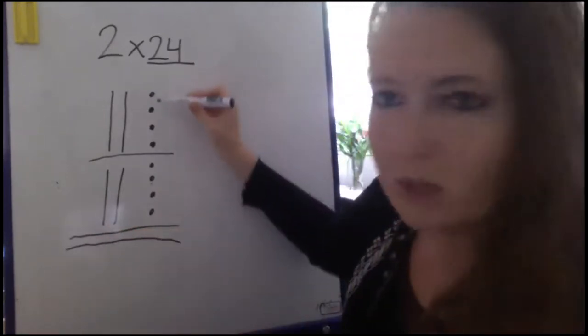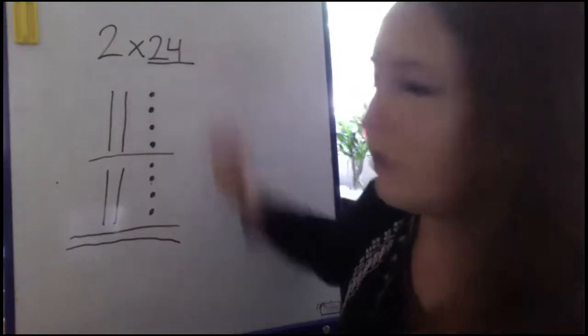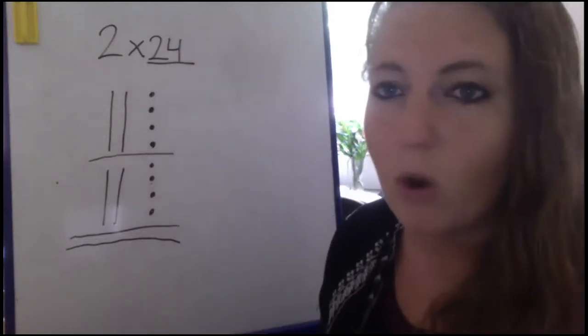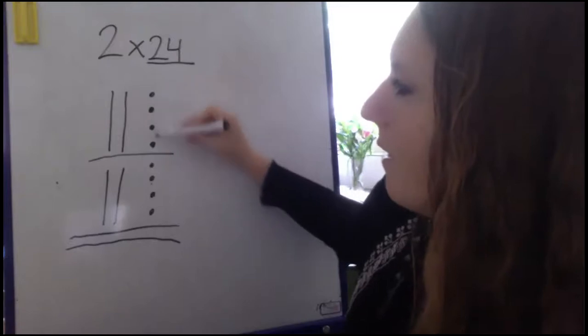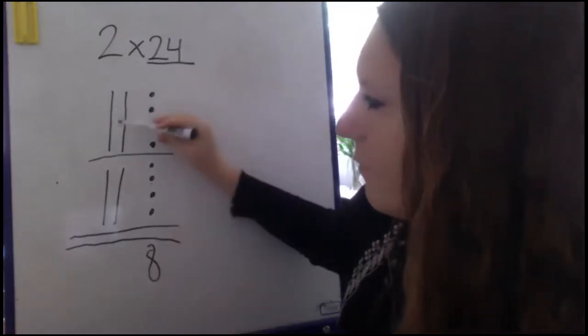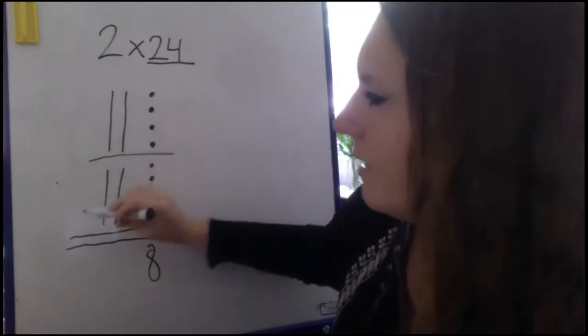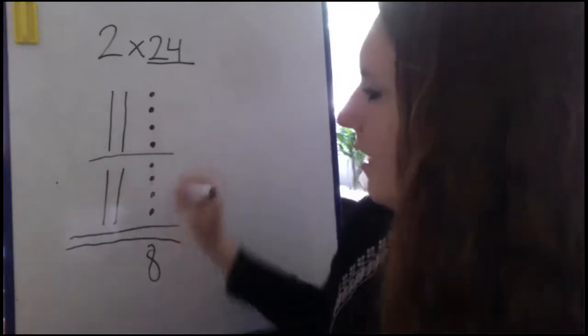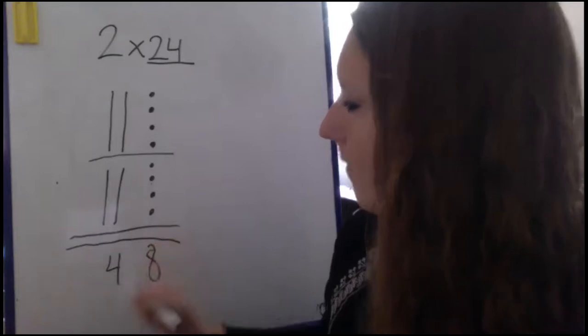So first, always very important with multiplication, we're going to start with our ones. So I know that 4 plus 4 is equal to 8. And then I'm going to look at my tens. So 2 tens plus another 2 tens is 4 tens.